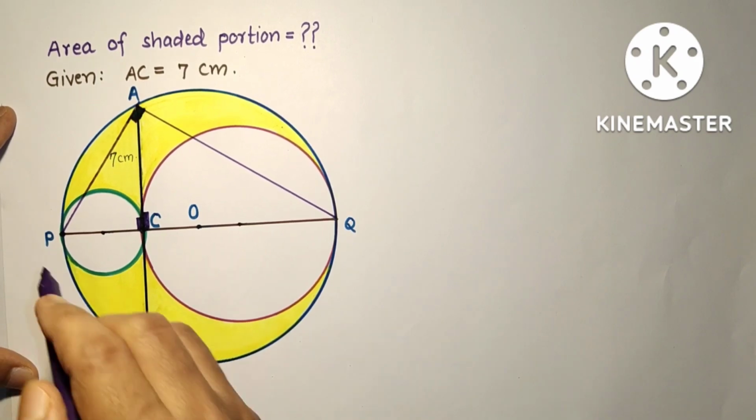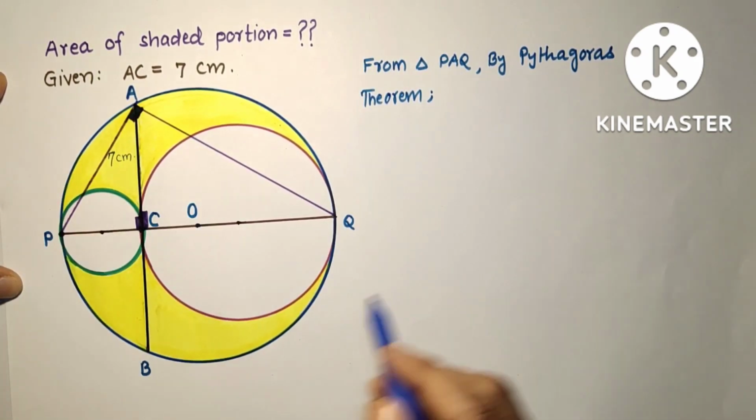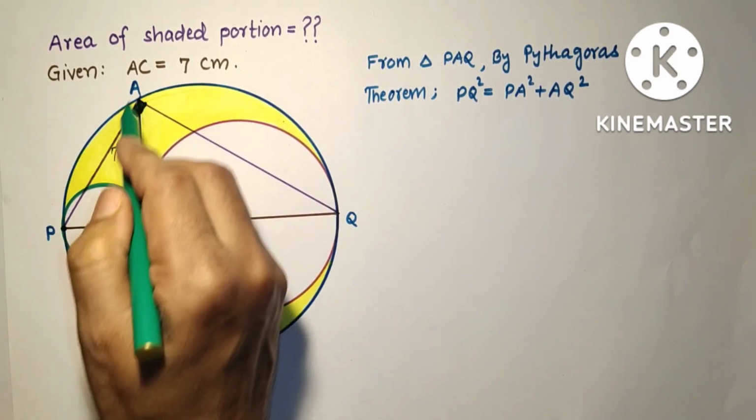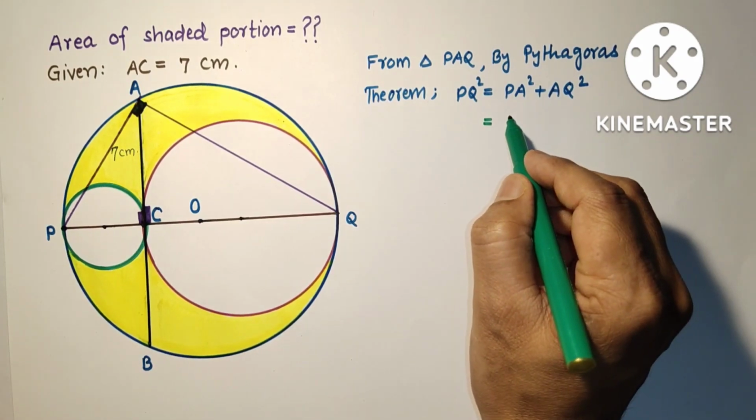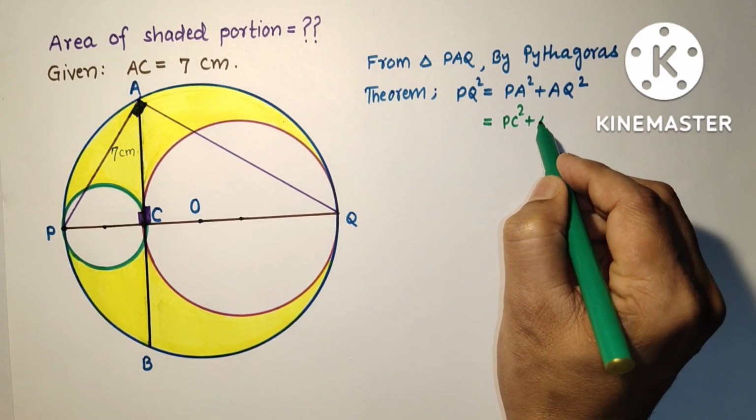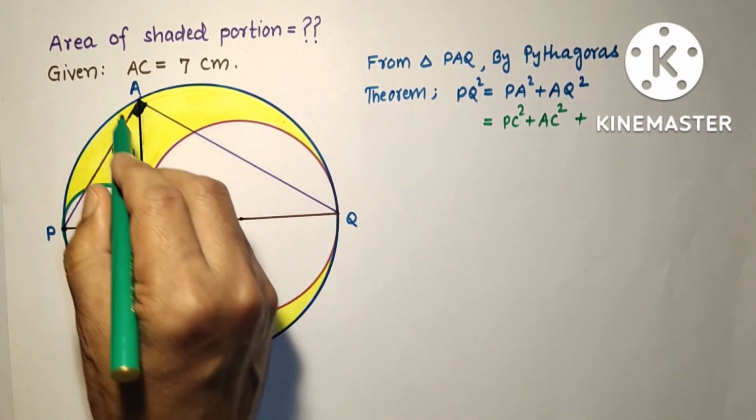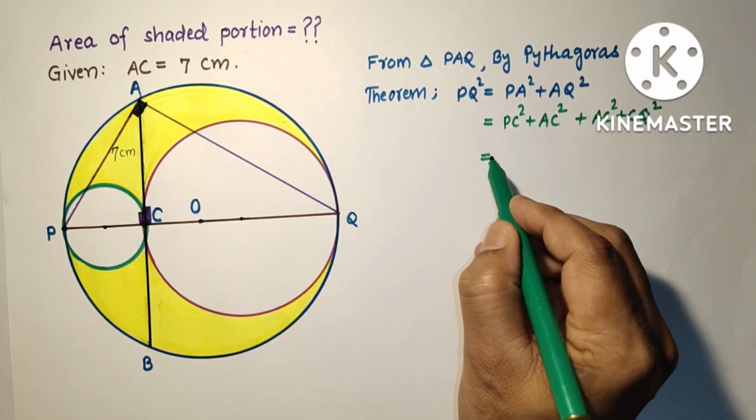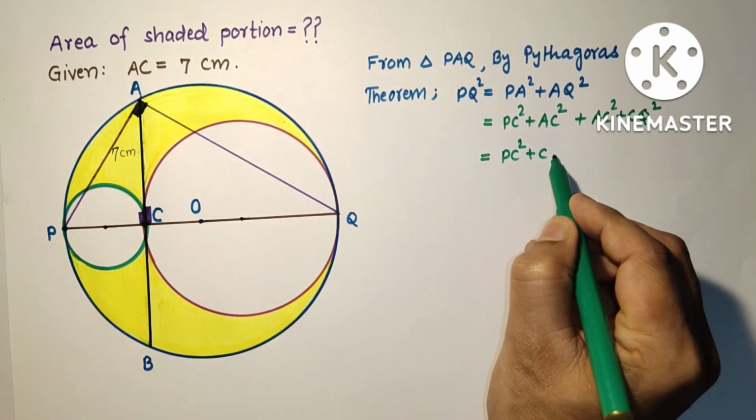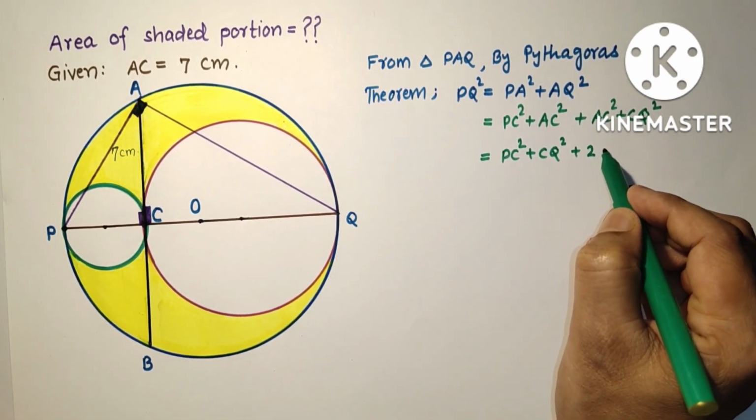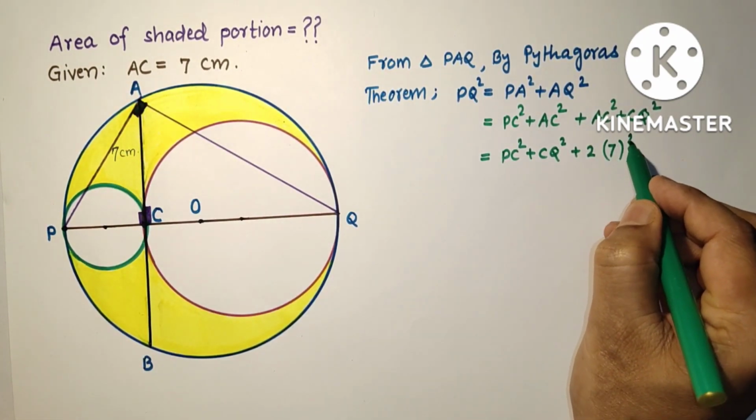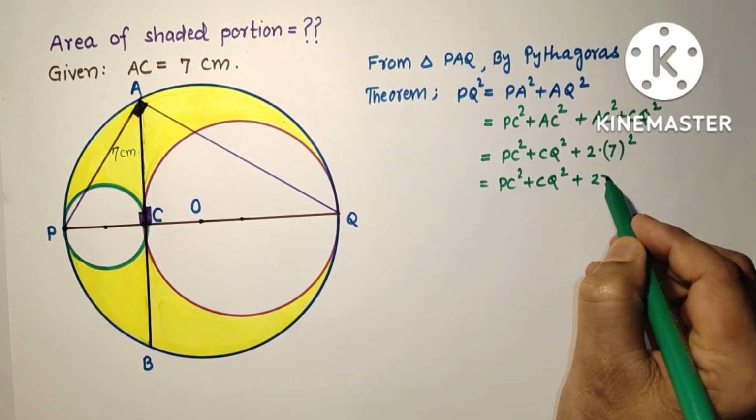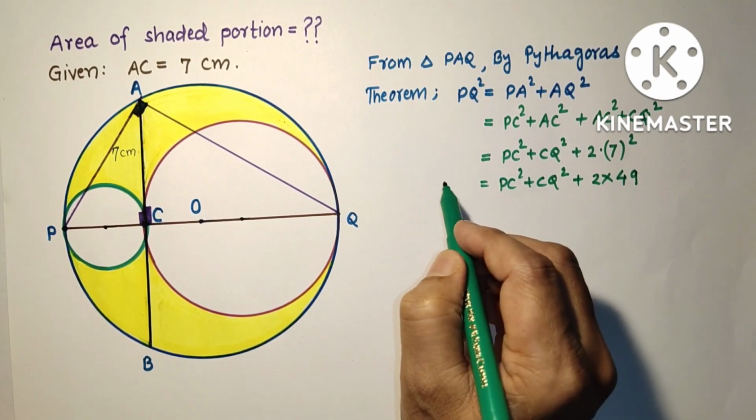Now we can use the Pythagoras theorem in triangle PAQ. From triangle PAQ by Pythagoras theorem, PQ square is equal to PA square plus AQ square. Now from these two right angled triangles, PA square is equal to PC square plus AC square, and AQ square is AC square plus CQ square. So that is equal to PC square plus CQ square plus 2 times AC square. AC is what? 7. So that is PC square plus CQ square plus 2 into 49, and that is equal to PQ square.